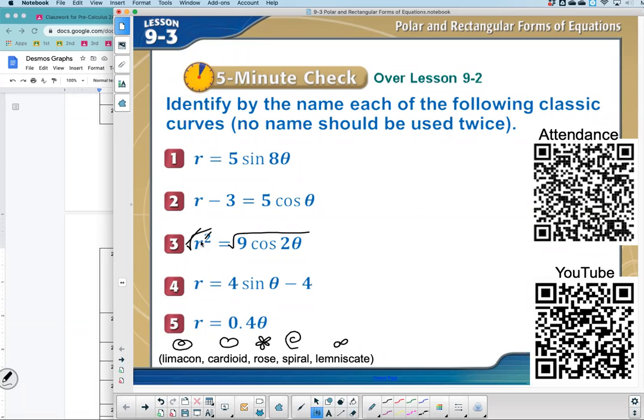Notice this first problem was the r squared. Desmos won't handle it that way, so we've changed it to r equals square root of 9 cosine 2 theta. Graph 5 of those, see what you come up with. Pause your video and we'll get going in a second.